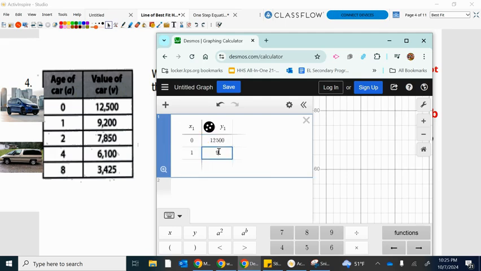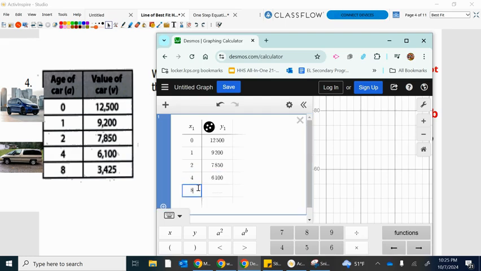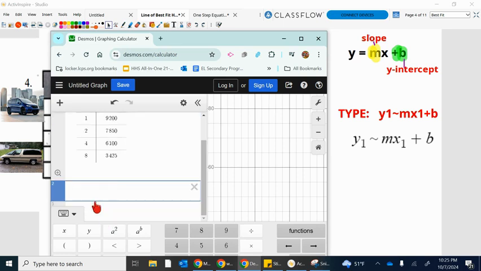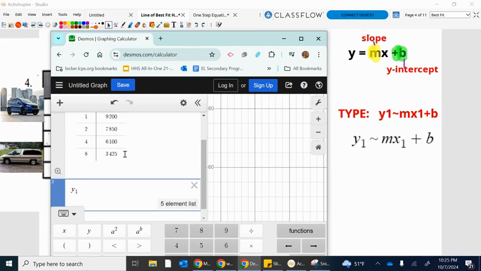Okay, be careful. It skips from 2 to 4, and then 6, 100, and 8 for our x, and 3,425. Then we're going to click in a new box, and we're going to go ahead and type what's in red, and it will look like what's in black. So that's y1, shift and the tilde, mx1 plus b.